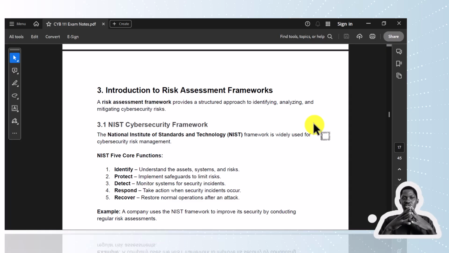So the third thing is now to detect. It's very important. After you've identified and you're protecting, it's very important that you detect, because your protection is implementing safeguards to limit the risks. So you cannot be entirely safe.